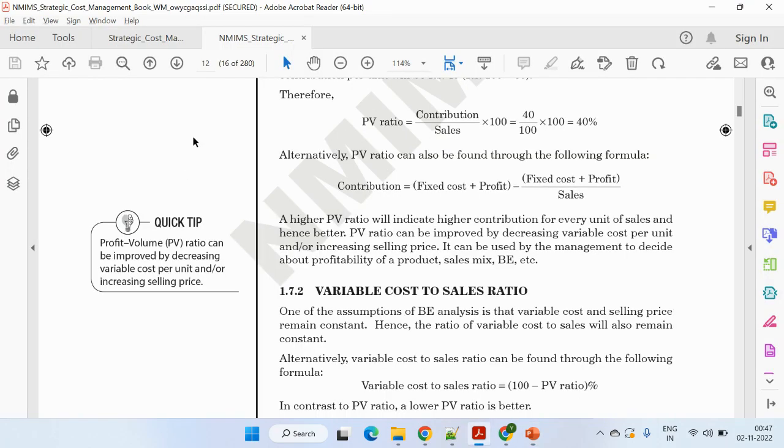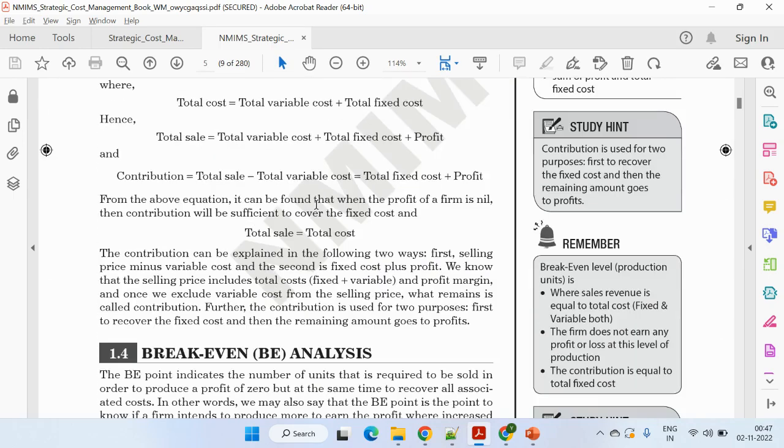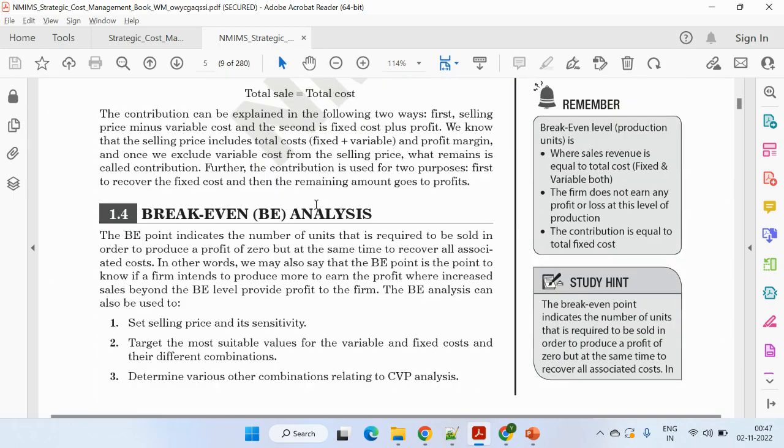Going to the third part, which is BE analysis. BE is basically break even analysis. I think in the first semester in business economics we have studied the break even point, a threshold point or the basic point, after which the overall profit starts going in a different fashion. The break even point is where, if a firm intends to produce more to earn more profit, the increasing sales beyond the BE level provide profit to the firm, right?